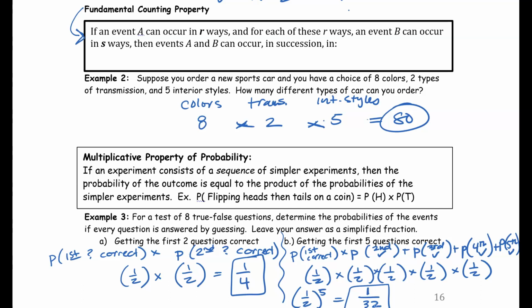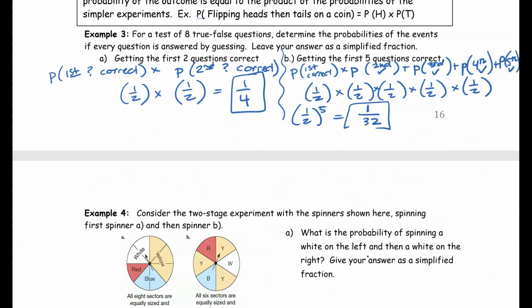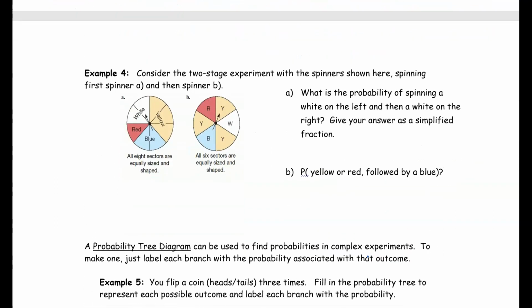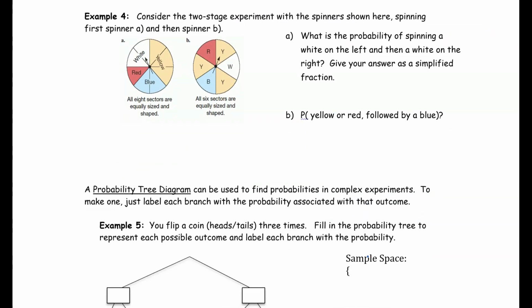Now these questions could change, depending on if you have a different type of test, or maybe there's A, B, C, D, there's a lot of different parameters that can change these types of questions, but hopefully that gives you an idea of how you can use that multiplication principle. Let's do another one, a visual one. So example 4, we're going to consider the 2-stage experiment with these spinners. We're first spinning spinner A, and then we're spinning spinner B.